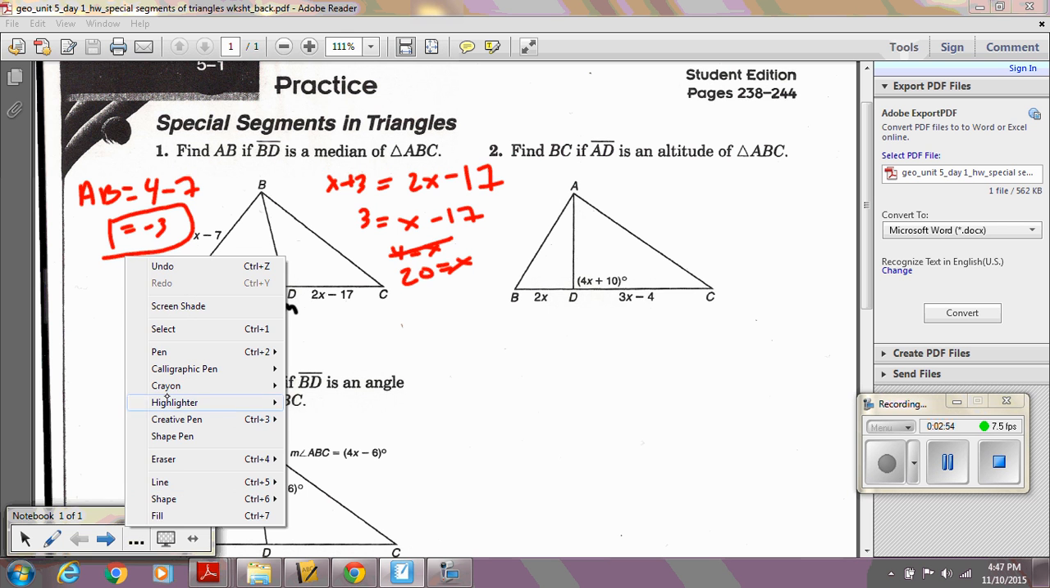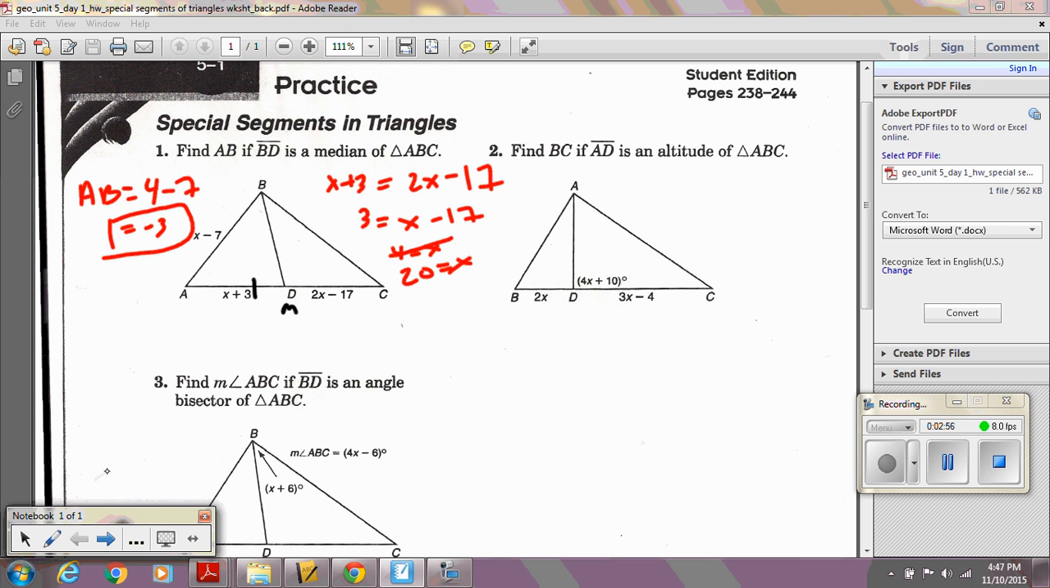Alright. So again, AB is equal to 20 minus 7, which is 13.